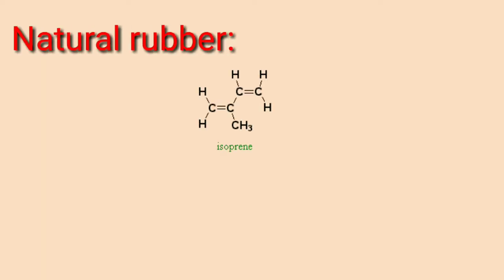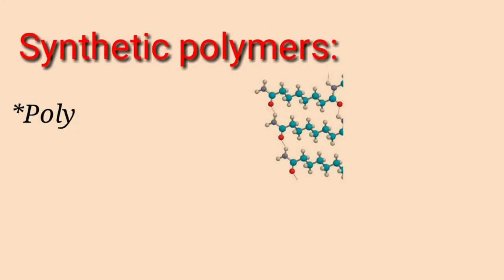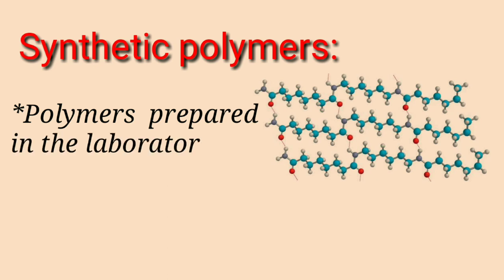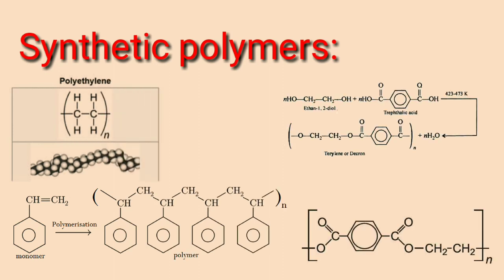Natural rubber. Substances obtained from latex is known as natural rubber. It is a polymer of 2-methyl-1,3-butadiene, which is also called as isoprene. Next is synthetic polymers. The polymers which are prepared in the laboratory are referred to as synthetic polymers or man-made polymers. Some examples of synthetic polymers are polyethylene, polystyrene, polyester, terylene, etc.